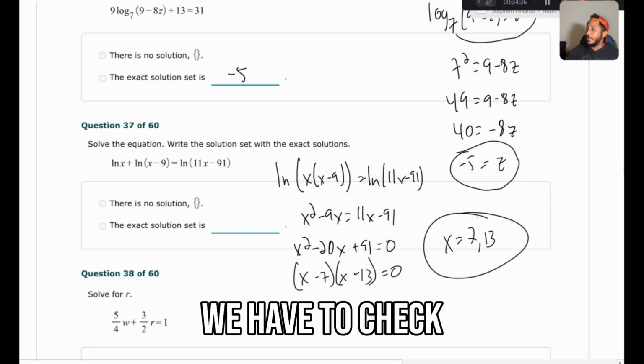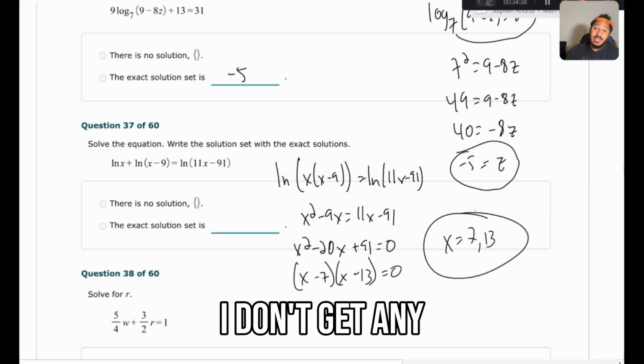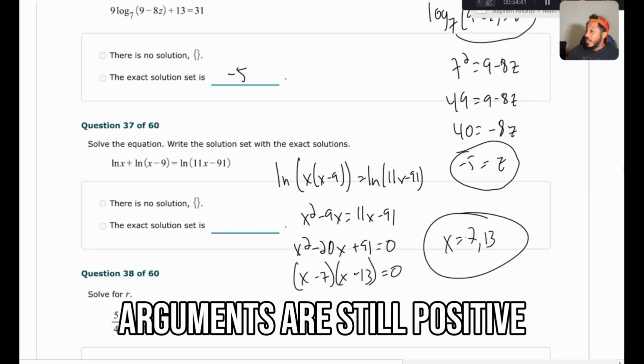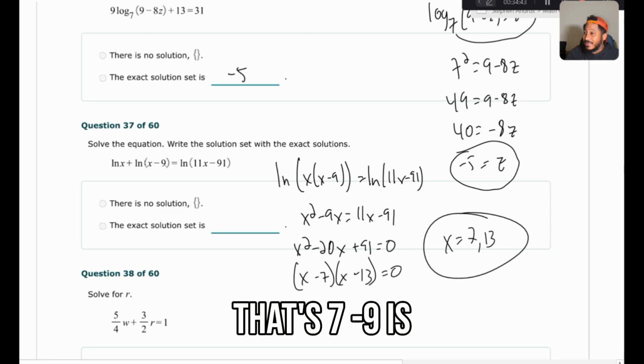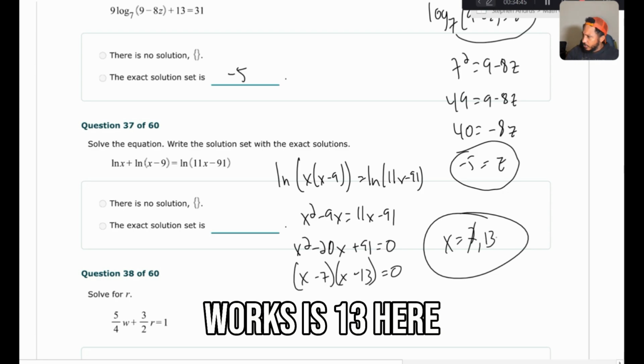But remember, we have to check to make sure when I plug it back in, my arguments are still positive. If I plug in 7, notice what happens. That's 7 minus 9, which is negative 2. So 7 doesn't work. The only one that works is 13 here, okay?